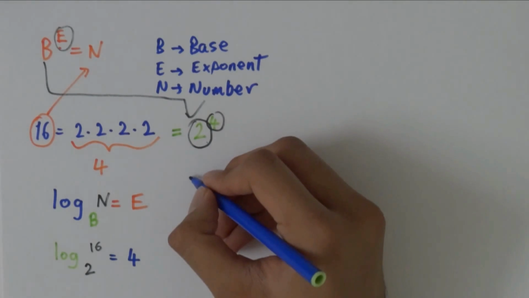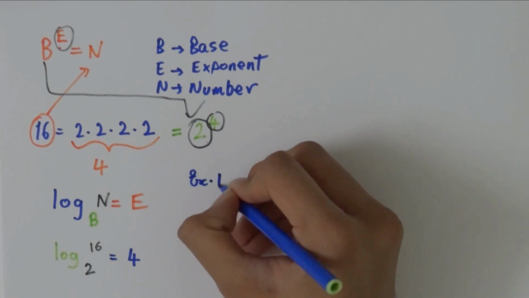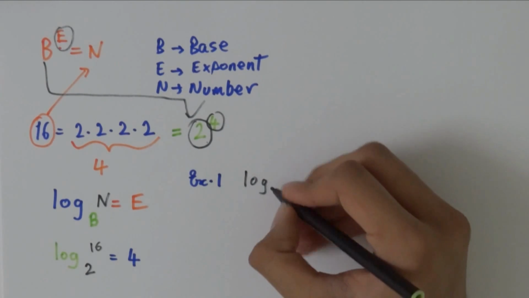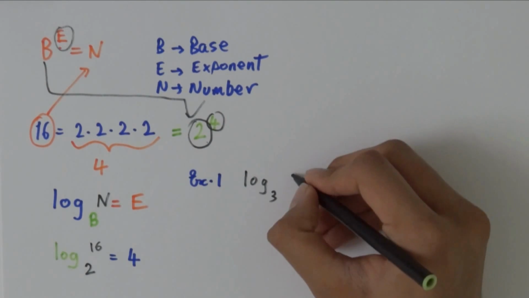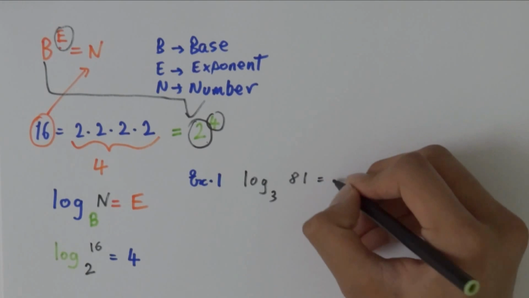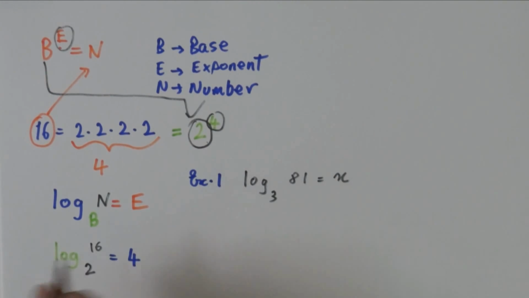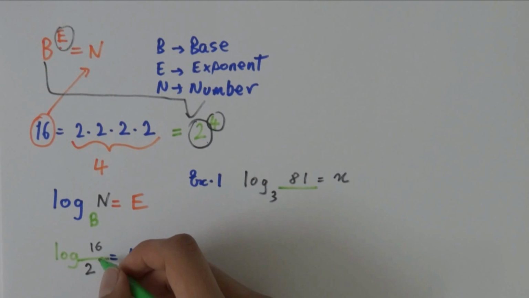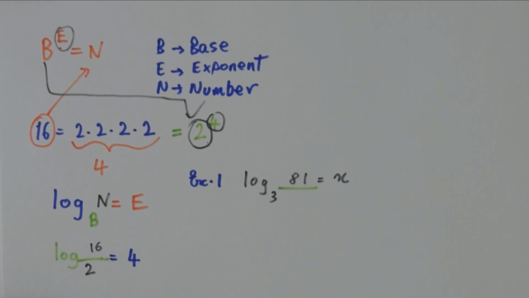If we have log base 3 of 81 is equal to x. So sorry about that, it should be in the same line. I'm going to explain a topic using this, so that's the reason I wrote it here.